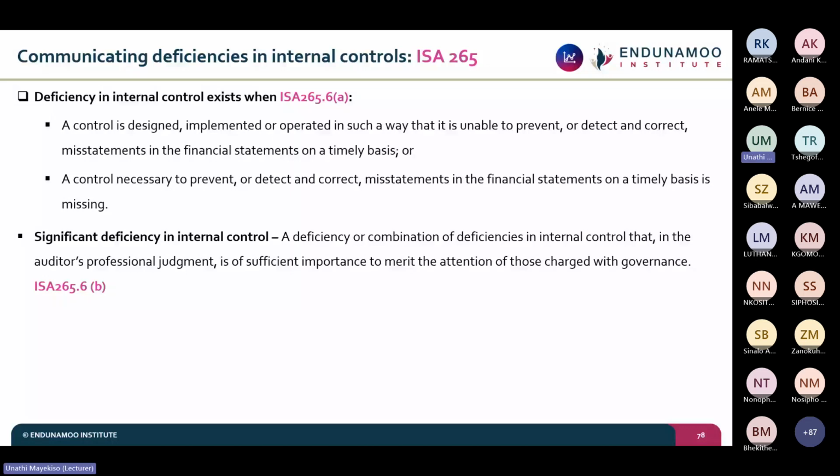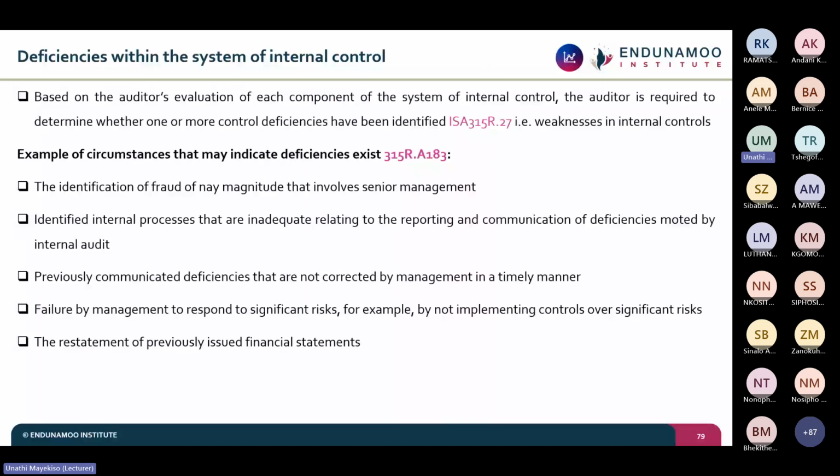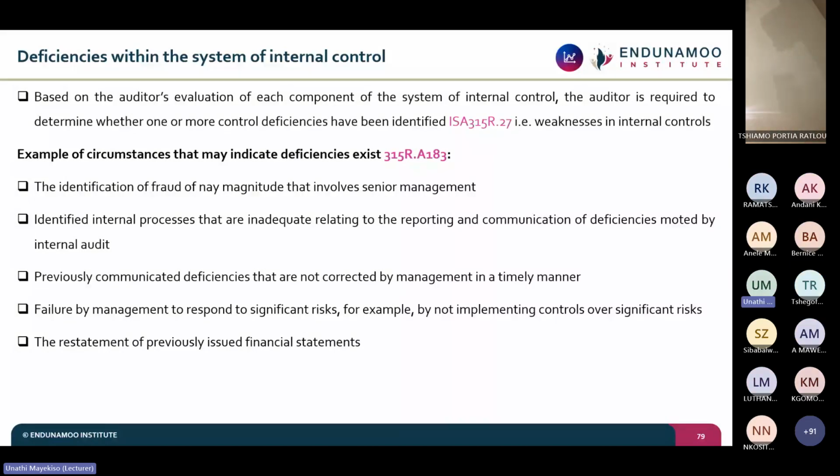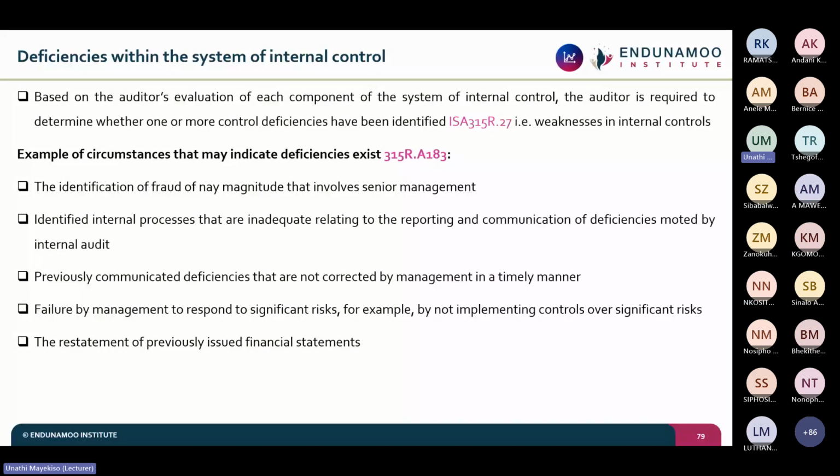Then some examples would be fraud, which is perpetrated by senior management. There you would need to raise an RI. Any deficiencies that were communicated by the auditors in the prior year that management has not corrected, those could be deficiencies still again in the current year. Failure by management to report on any significant risks, any restatement of previously issued financial statements. So if you've got a restatement, then you automatically have a risk that in the current year, maybe something is also wrong.